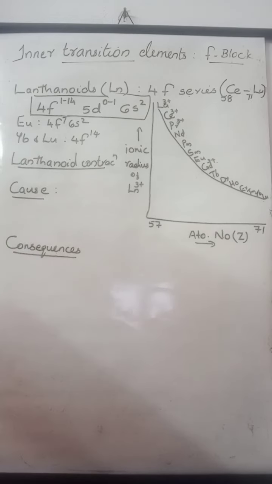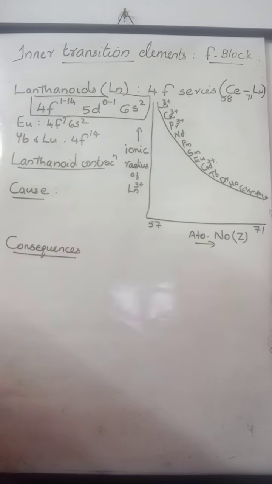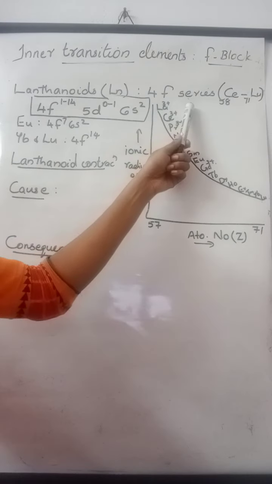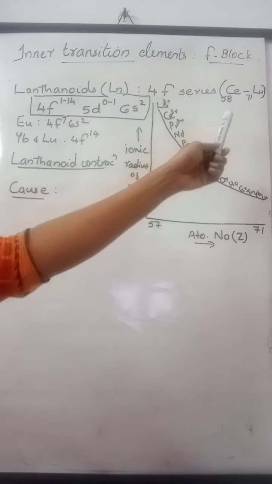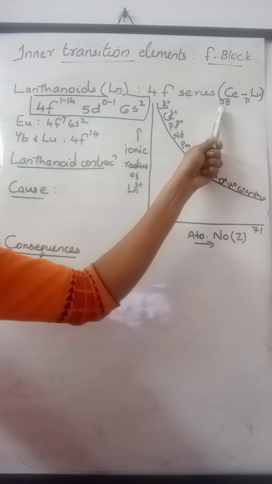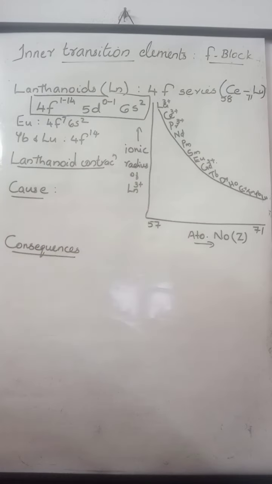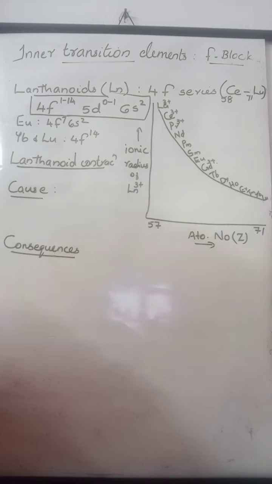Lanthanoids. The general symbol for any lanthanoid is Ln, also known as the 4f series. There are 14 elements, from cerium, atomic number 58, to lutetium, atomic number 71. These are the elements that come after lanthanum, hence the name lanthanoids. The chemistry of lanthanum is also studied along with the lanthanoids.